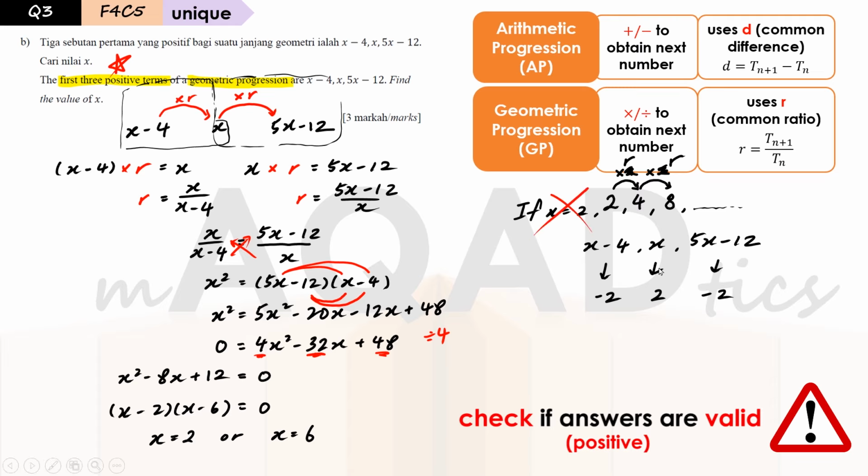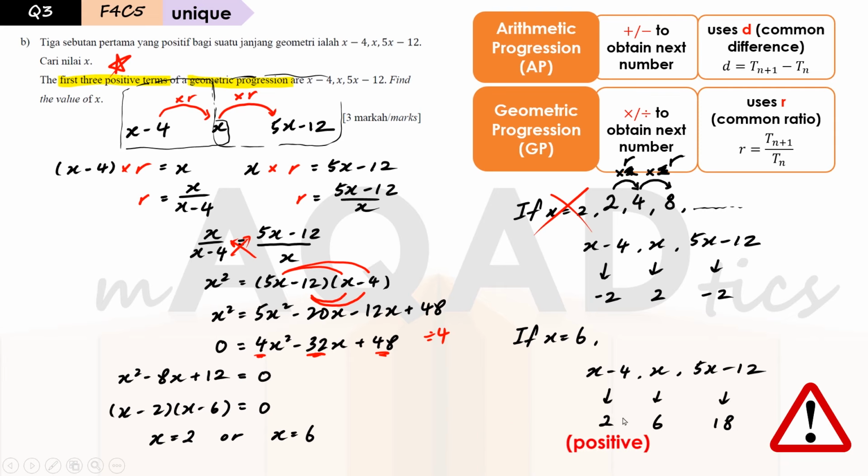Okay, so how about x equals 6? Let us see when we substitute. It's great because all of the values here are positive. So x equals 6 would be our answer, and x equals 2 we need to reject. Please make sure to double check the answers first to see whether the answers are valid or not.